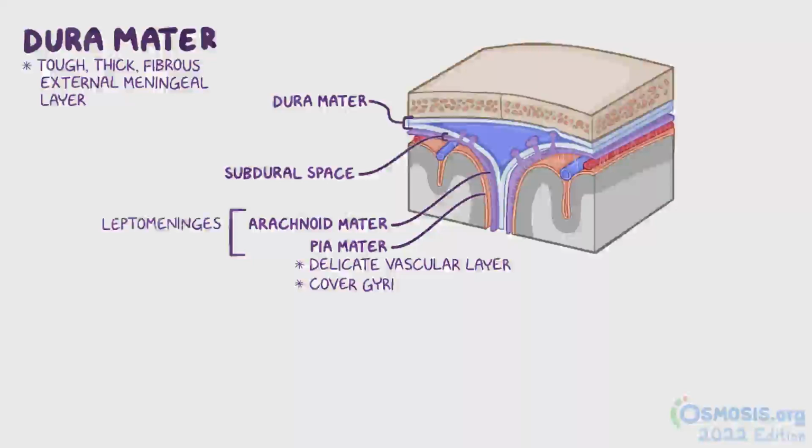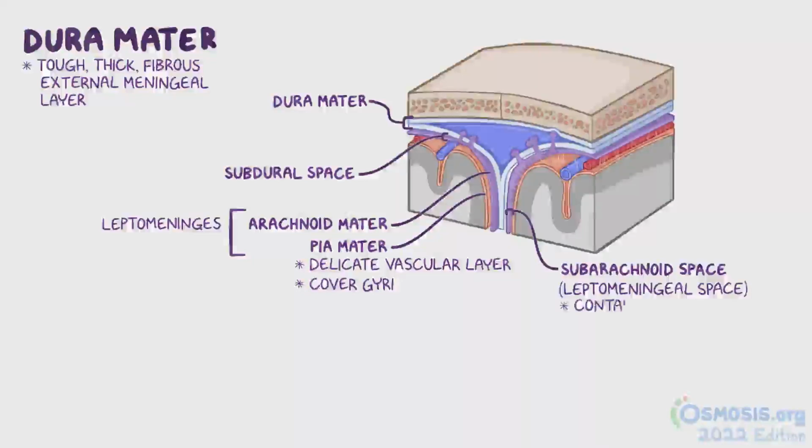Between the arachnoid mater and the pia mater is the subarachnoid space, also known as the leptomeningeal space, which is a true space between the arachnoid and pia mater, which contains cerebrospinal fluid, or CSF for short, as well as major vessels and cranial nerves.